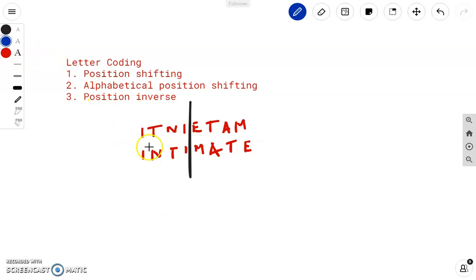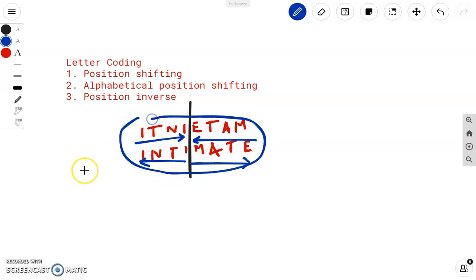Every side it is just the mirror. You can see it is just the mirror. ITNI, and this is ITNI. The same way, MATE, MATE, just the mirror. Actually, first of all, this particular thing is divided into two halves, and then each half is mirrored.